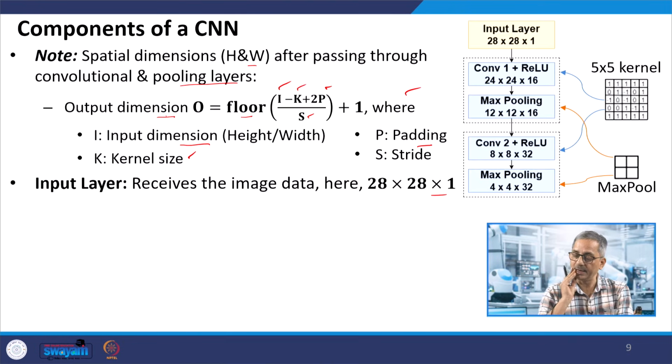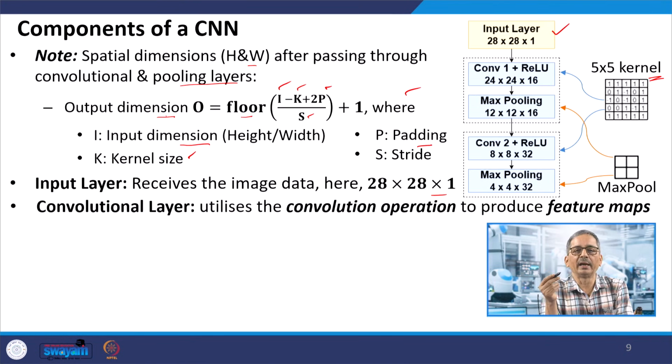So, here you see this is the input layer, 28 cross 28 cross 1, and then this is our convolution and the max pooling. So, we have convolution plus ReLU and then max pooling. This is the first stage, and then we have one more, convolution 2 plus ReLU and max pooling. And here we are using, say, a 5 cross 5 kernel.